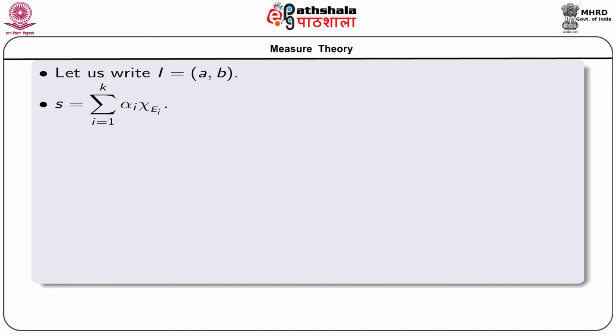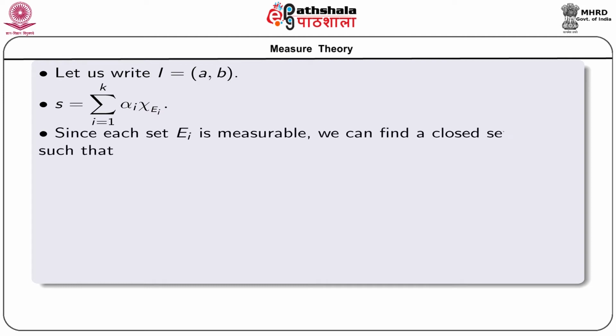Since S is a simple function, we know that it can be represented in canonical representation in this form: sigma i equal to 1 to k alpha_i chi_{E_i}, where alpha_1, alpha_2, ..., alpha_k are the distinct values taken by the simple function S, and as always E_i is the collection of all those points where S takes the value alpha_i. And we know that the sets E_i are all measurable and are pairwise disjoint, and their union is the whole interval (a, b).